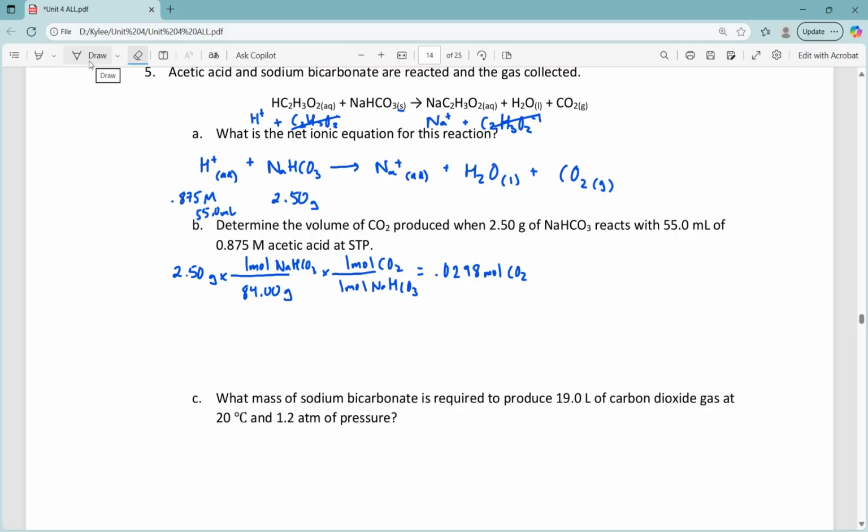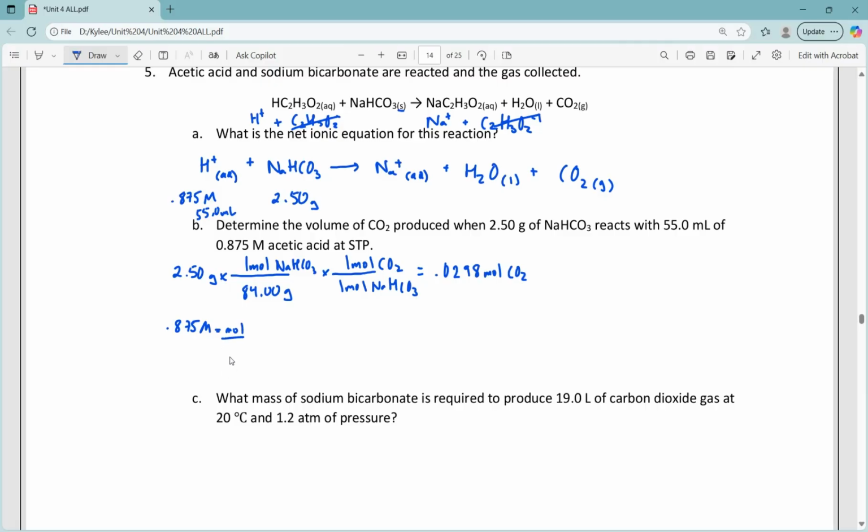Now I'm going to do the same thing where I convert my molarity that they give me, 0.875, and I need to know how many moles are present in the 55 mL that we're using, which in liters would be 0.055. So if I do that calculation, I get 0.048, and that's moles of the acetic acid, also known as hydrogen ion. And then this is also a 1-to-1 ratio.